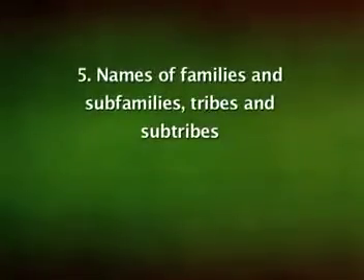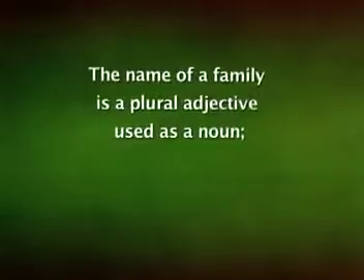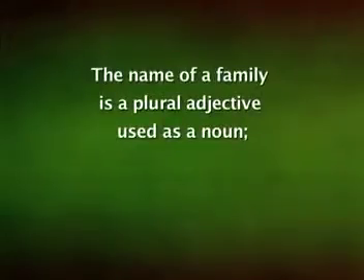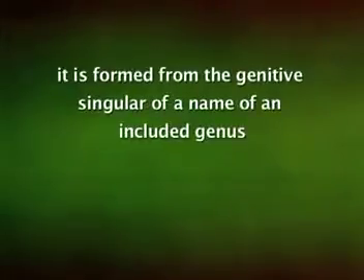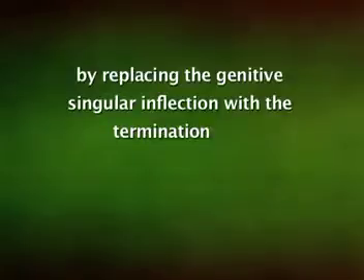Rule 5. Names of families and subfamilies, tribes and subtribes. According to Article 18, the name of a family is a plural adjective used as a noun. It is formed from the genitive singular of a name of an included genus by replacing the genitive singular inflection with the termination -aceae. For generic names of non-classical origin, when analogy with classical names is insufficient to determine the genitive singular, -aceae is added to the full word.